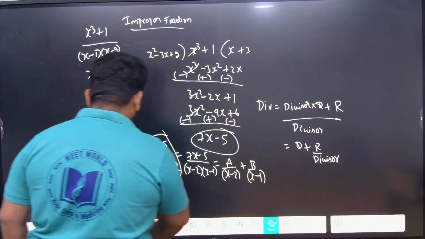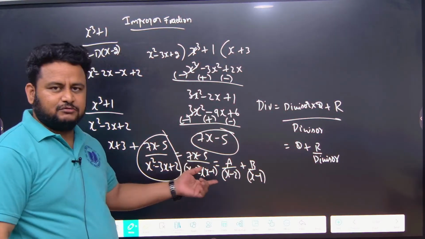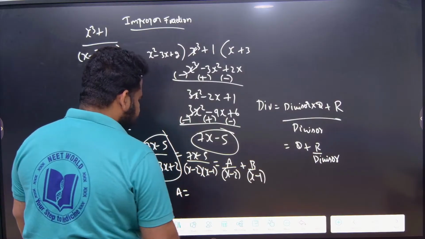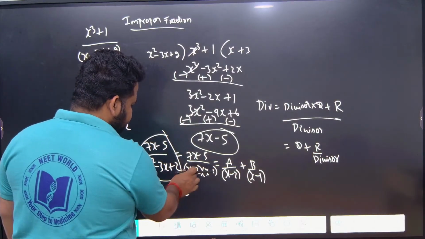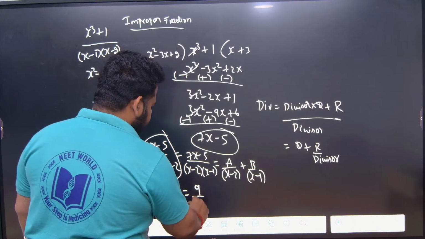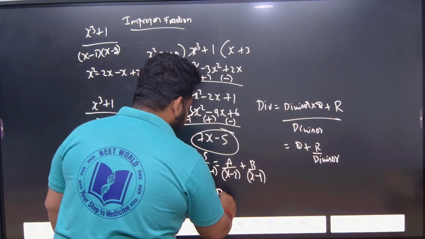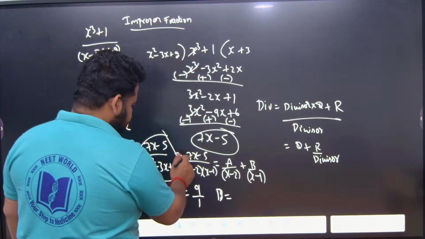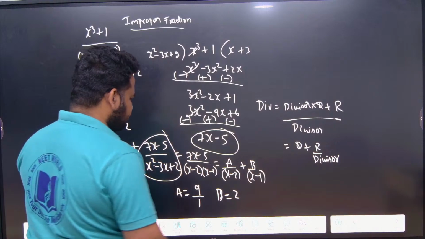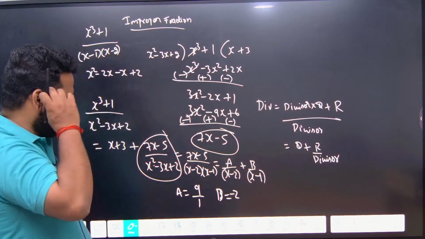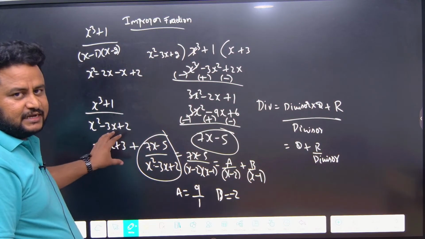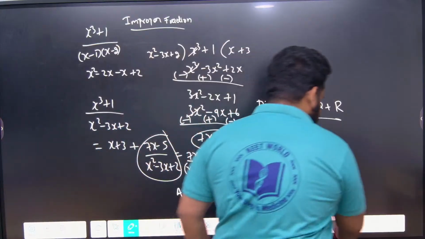Now definitely for this you can use the shortcut. A value: if you put x as 2, except this, 14 minus 5 is 9, 9 by 2 minus 1 is 1, so A is 9. For B value, put x is equal to 1: 7 minus 5 is 2, 2 by 1 minus 2 is minus 2, so B is minus 2. Directly I can get the values using the shortcut. Keep the linear term as it is. So we got it in the form of an improper fraction.